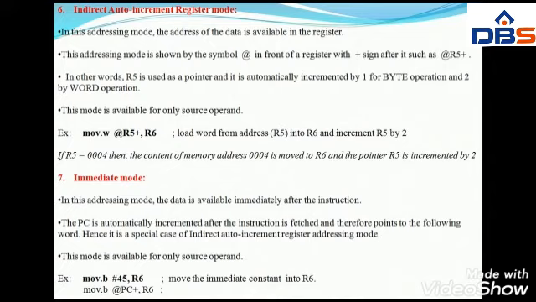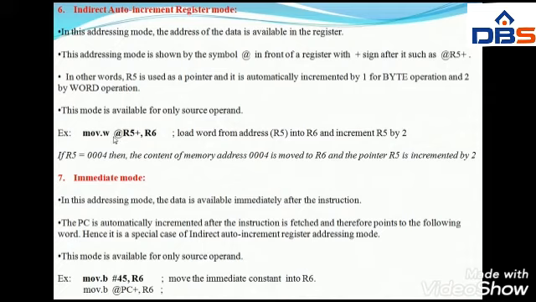So if you are accessing a byte of data, it will be incremented by 1, or if you are accessing a word of data, it will be incremented by 2. And this mode is available only for the source operand. It is not available for the destination.